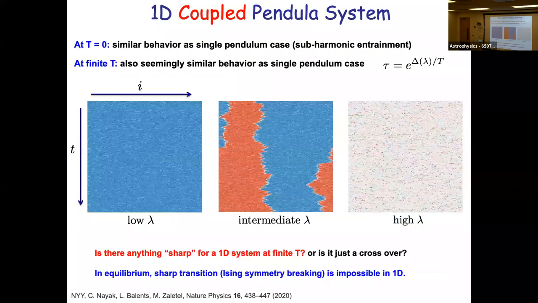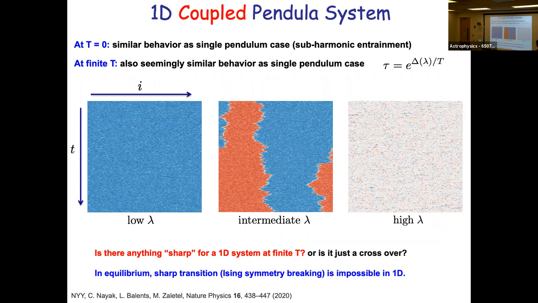Okay, so now let's turn to 1D. Now we have a coupled array of pendulum. In 1D, at zero temperature, the answer is no. One gets very, very similar behavior to the single pendulum case. One has sharp boundaries between period doubled and non-period doubled behavior. Oftentimes now, we call this behavior subharmonic entrainment as opposed to just period doubling.